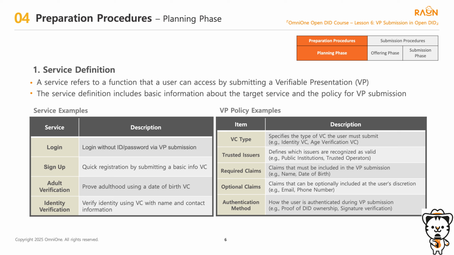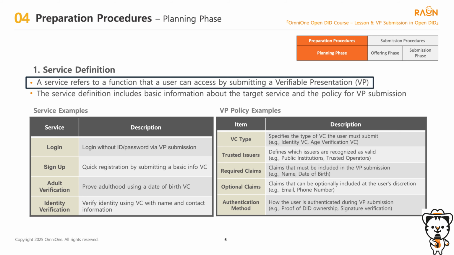First is the service definition stage. This is where the verifier defines the service in advance. The service here refers to the function or service the user will ultimately access after their VP is successfully verified. For example, after I submit my Korea University student ID to the library and it's verified, I can use the library's book borrowing service. This book borrowing service is exactly what we mean by service here.